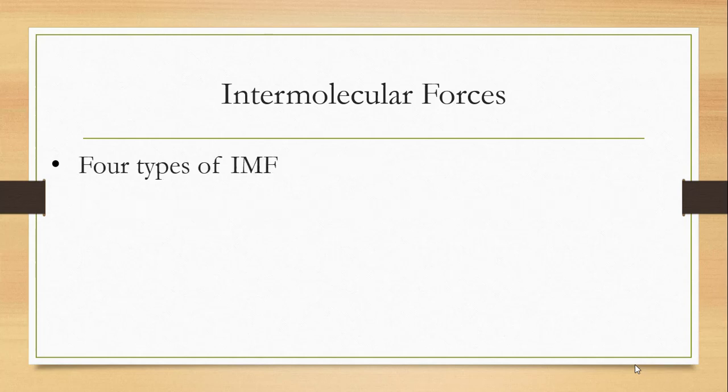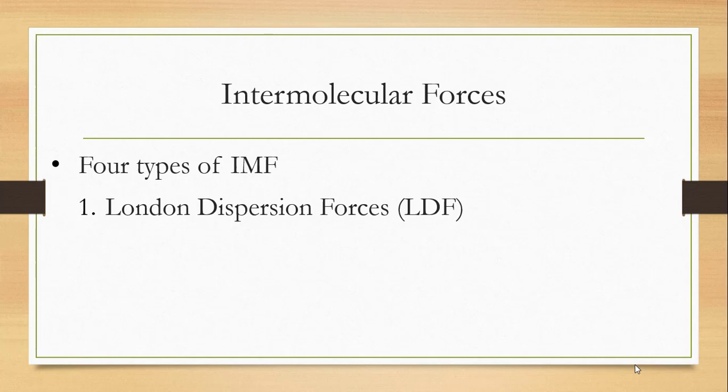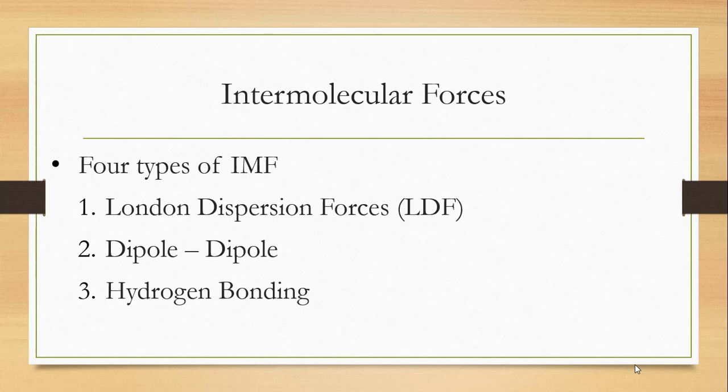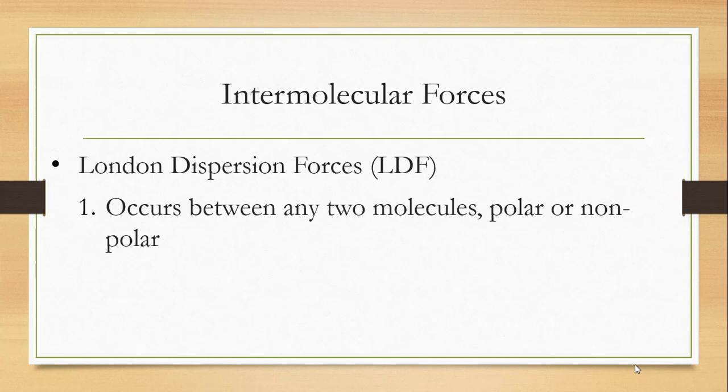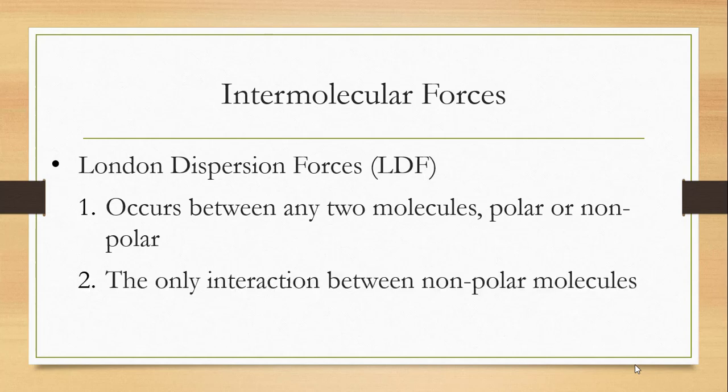Now, there are four types of IMF. The first are called London Dispersion Forces, or LDFs, and by the way, London is after a chemist named London, not the city. Then something called dipole-dipole, hydrogen bonding, and ion-dipole. We're going to start by talking about London Dispersion Forces. Now, London Dispersion Forces occur between any two molecules, polar or nonpolar. But for nonpolar molecules, that's the only intermolecular force.